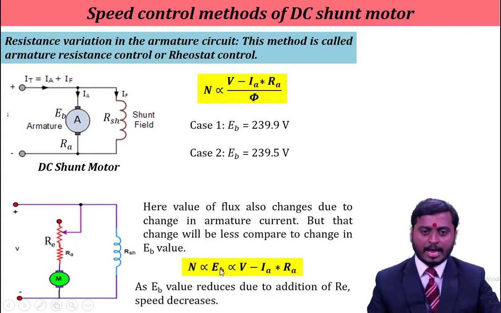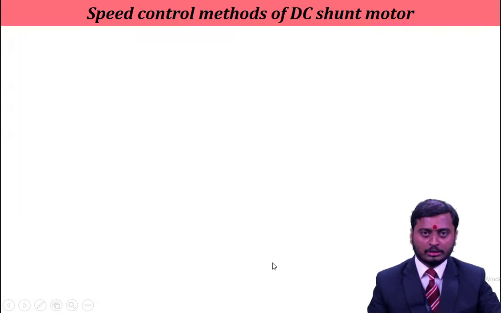So N is directly proportional to EB, which is directly proportional to V minus IA RA. So as your EB value is going to reduce in case number 2, that is whenever we connect external resistance in series with RA, speed is also going to reduce.